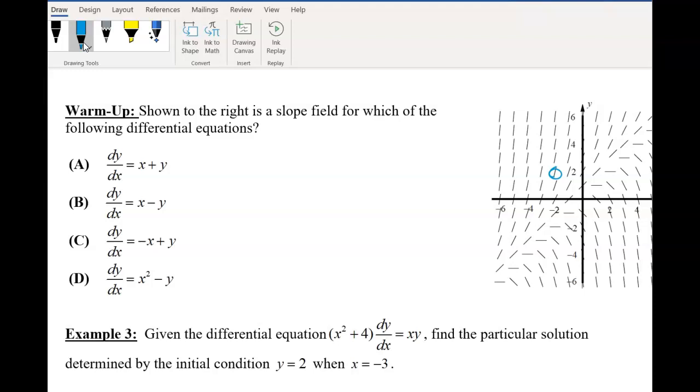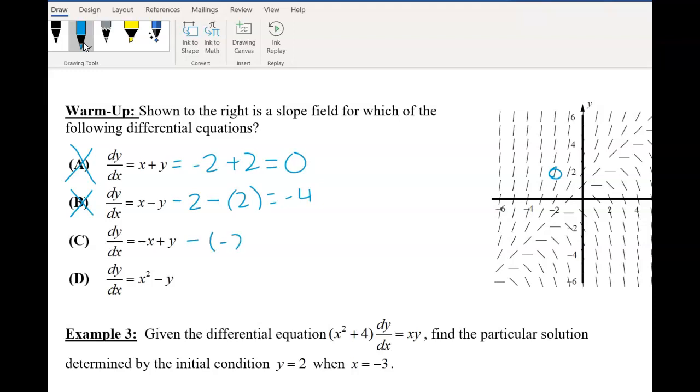If you take that -2 and plug it in for x, and plug 2 in for y, what happens in example A? Is that a 0 on that graph? No. So it can't be A. Same thing for B, you have -2 minus 2, so I get -4. Is my slope at that point negative? Can't be B.